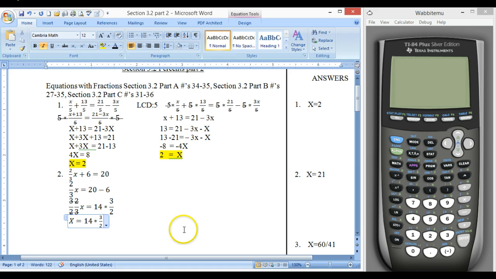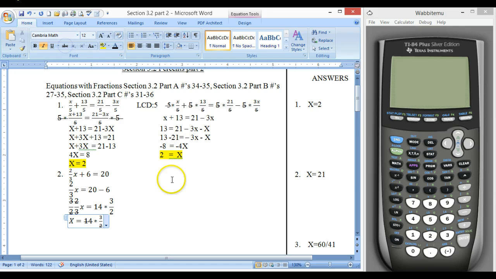Okay, so now let's work on this one. I have 14, and that is a whole number. If you want to think of it as a fraction, put it over a 1, and that's fine. So I have 14 on the top and a 2 on the bottom. So what I like to do is simplify by canceling as much out as possible. 2 cancels into 14, and I'm left with 7.